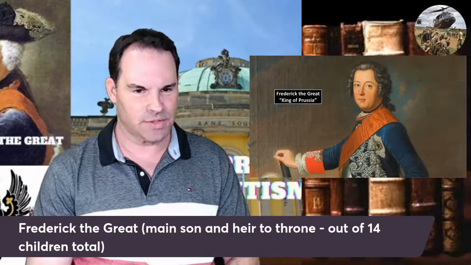If you know much about him as well, he had a famous son, of course, who we'll talk a lot about today, who's well known, which is Frederick the Great. Frederick the Great, of course, was his main son and heir to the throne. I told you that Frederick William I had 14 children.